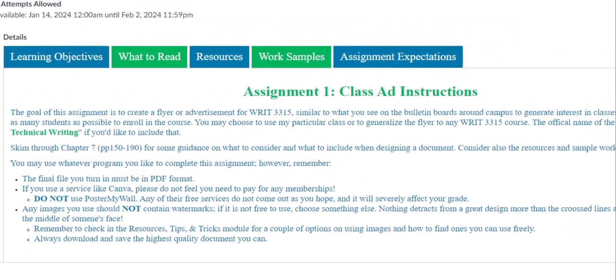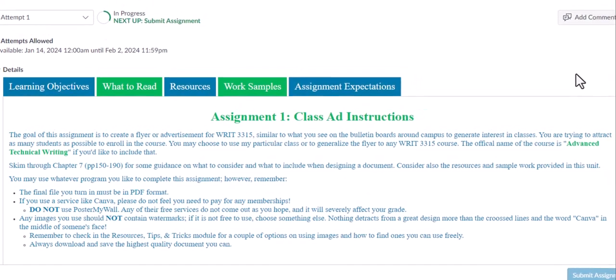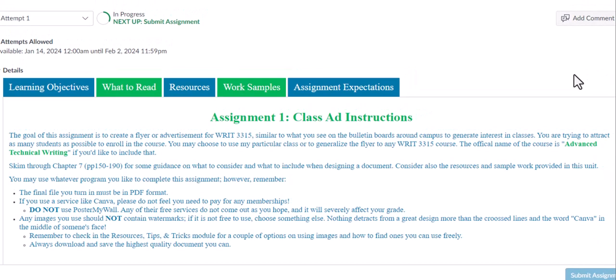The goal here is to create a flyer for this class that you would see on the bulletin boards around campus to try to generate interest. You want to attract as many people as you can, so you want it to be eye-catching so that they see it as they walk by and pause and want to know what that's about. Chapter 7 of the book has some information that may be helpful, but it's not 100% necessary in order to be successful on this assignment.